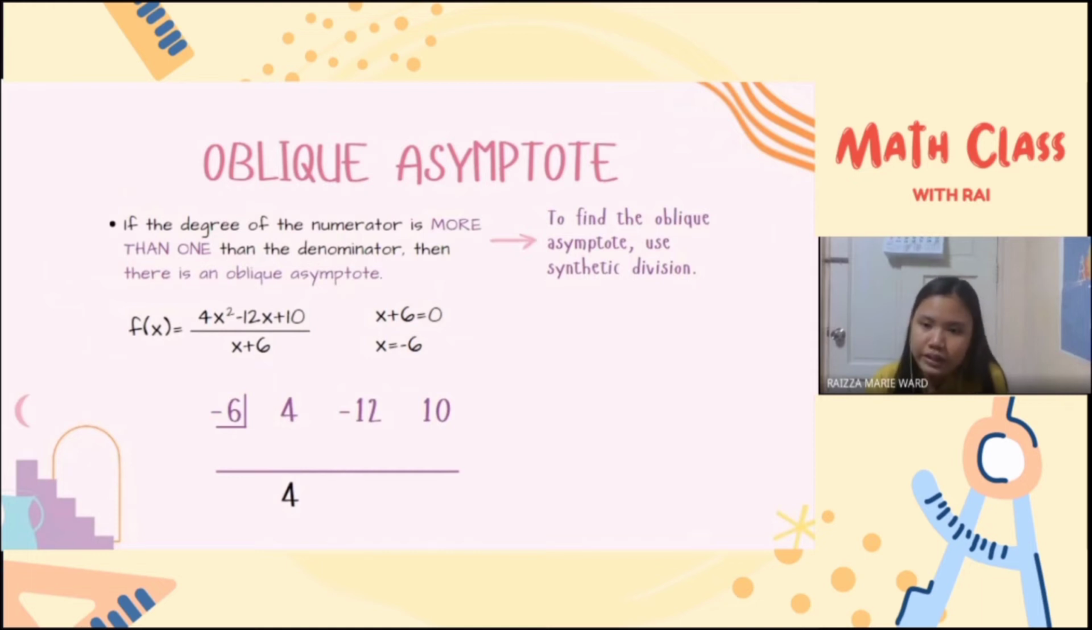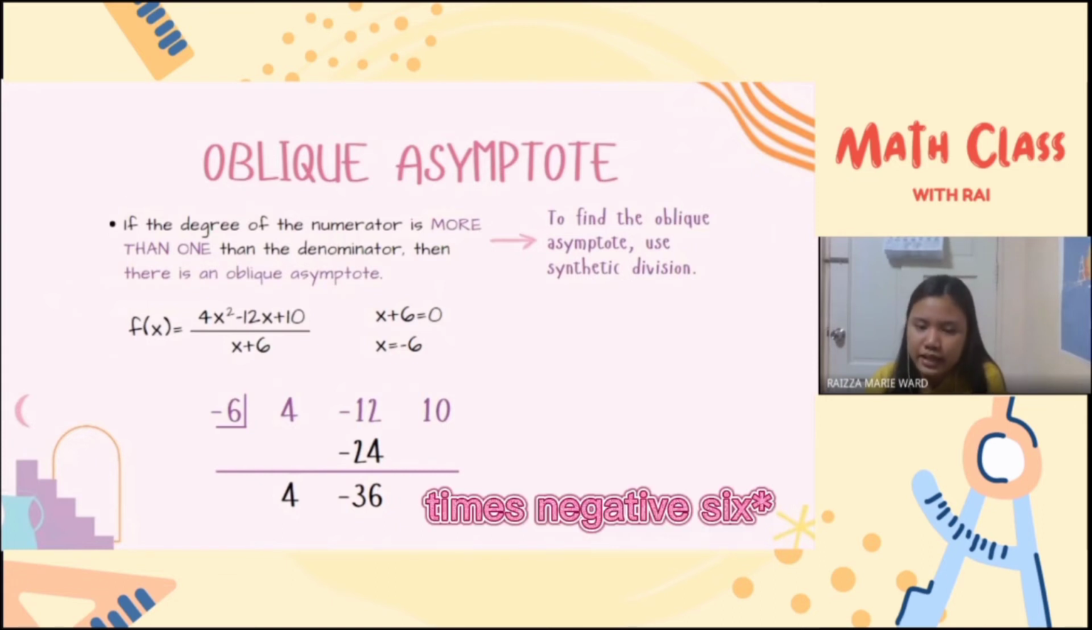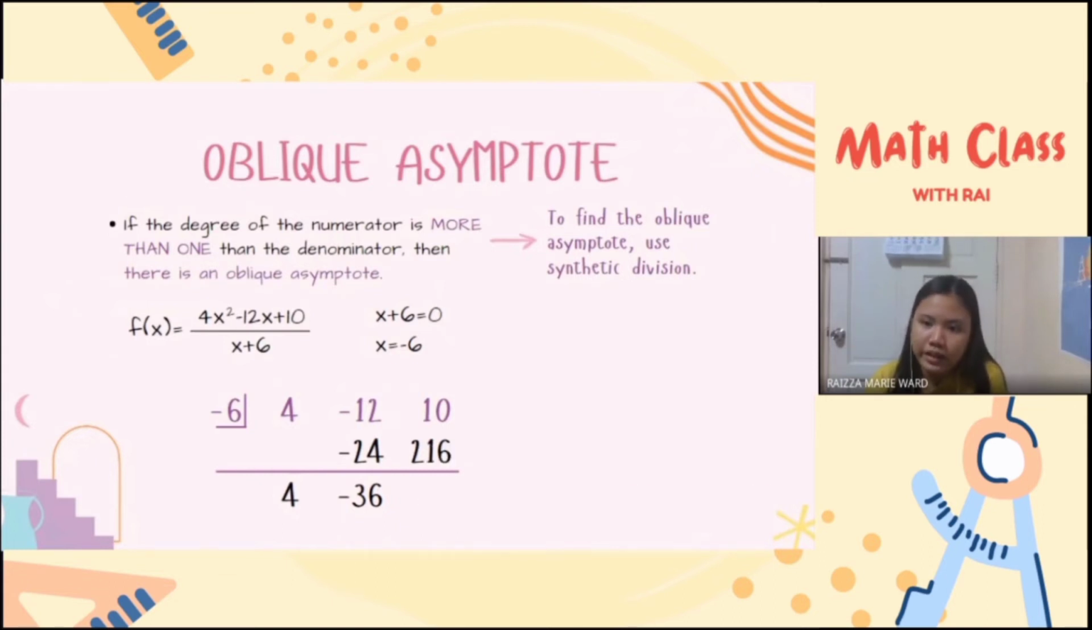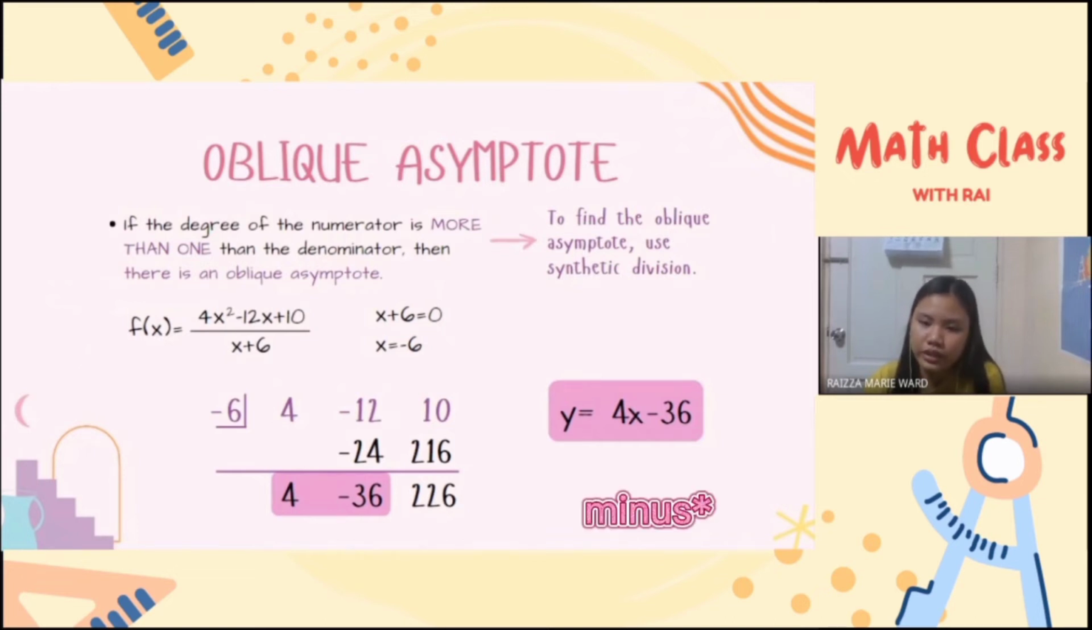Bring down 4, multiply it to the divisor. 4 times negative 6 is negative 24. Negative 12 plus negative 24 is equal to negative 36. Repeat the process. Negative 36 times negative 6 is equal to 216. 10 plus 216 is equal to 226. The oblique asymptote is y equal to 4x minus 36. Yung nasa pinakadulo ng ating synthetic division is not included dahil that is only the remainder.